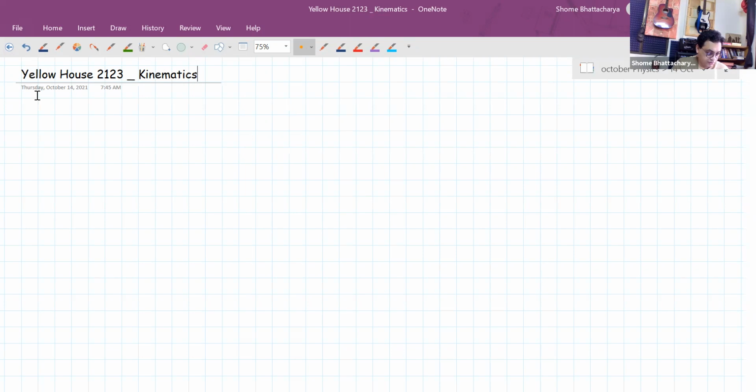Okay, so let's take a quick recap of the previous session. So we have seen all the definitions related to relative acceleration before this. So now let's look at more applications based on that.